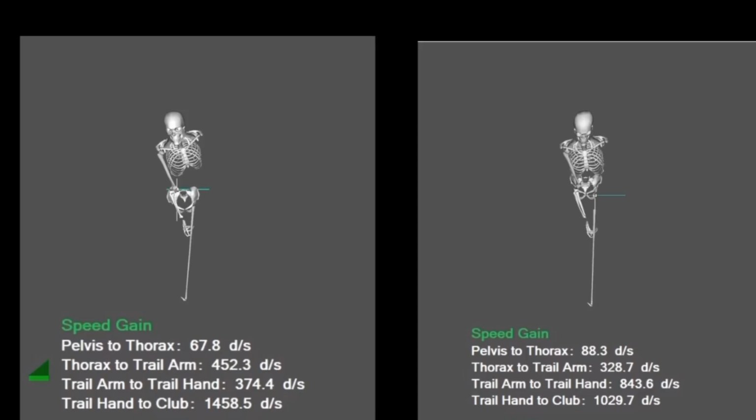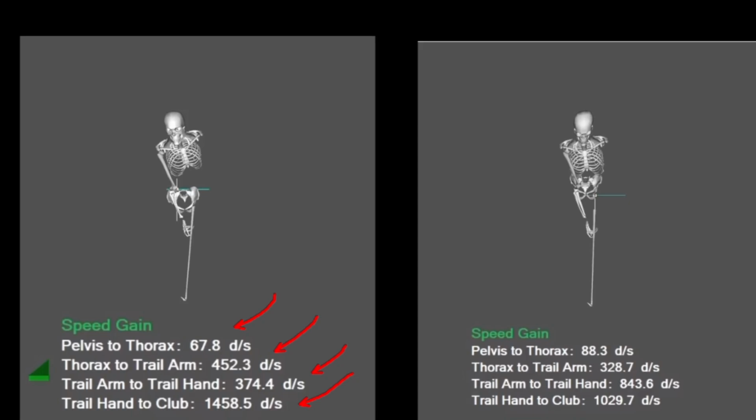So we start off with that 67.8 degrees per second transfer from pelvis to chest. Now we get that big jump, the thorax to trail arm, 452, so very quick. And then again, as we get towards impact, there's a delay between the trail arm to the trail hand. And then we get trail hand to trail club, which actually increases at the end. So it's nearly a roller coaster of transfer: a little slow, then quick, then a little slow, and then quick again at the end.